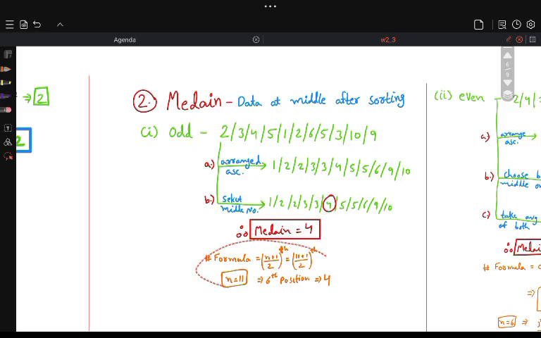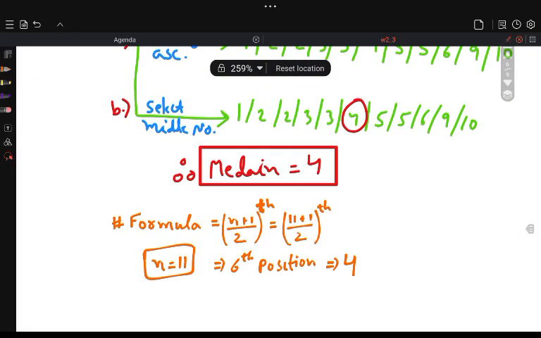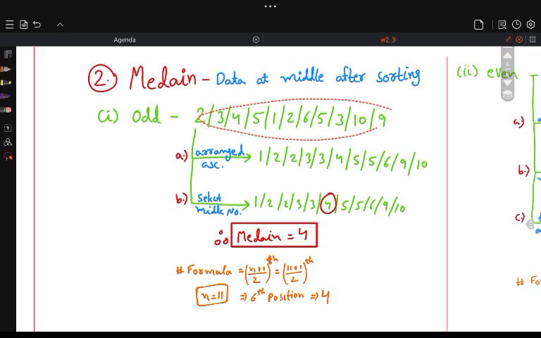There is a formula also, which I recommend not to memorize. The formula is the (n plus 1) by 2 position. For example, n is 11, which is the case here, where n is the number of elements: 2 3 1 2 3 4 5 6 7 8 9 10 11. 11 elements are there, so n will be 11. 11 plus 1 by 2, so 12 by 2, that is sixth position. The sixth position is 4 here, so 4 will be the median. This is what the formula is telling us.